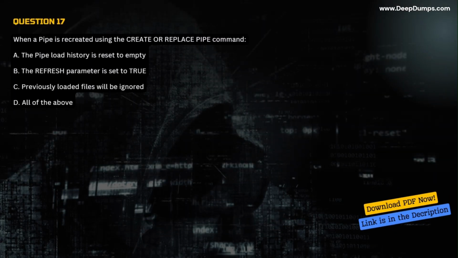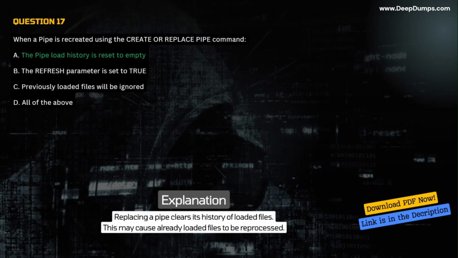Question 17. When a pipe is recreated using the create or replace pipe command: A. The pipe load history is reset to empty. B. The refresh parameter is set to true. C. Previously loaded files will be ignored. D. All of the above. Correct answer A. The pipe load history is reset to empty. Explanation: Replacing a pipe clears its history of loaded files. This may cause already loaded files to be reprocessed.